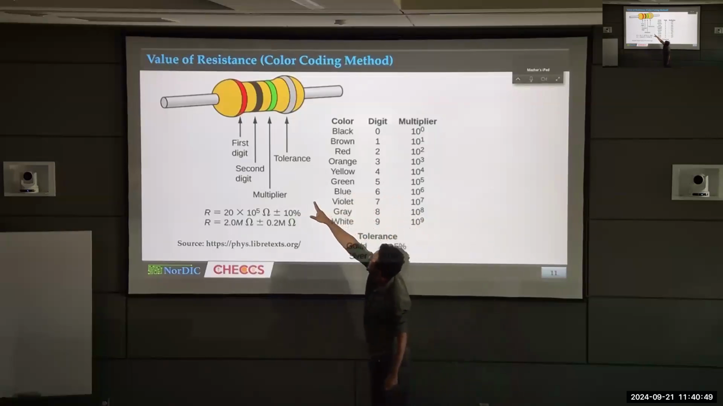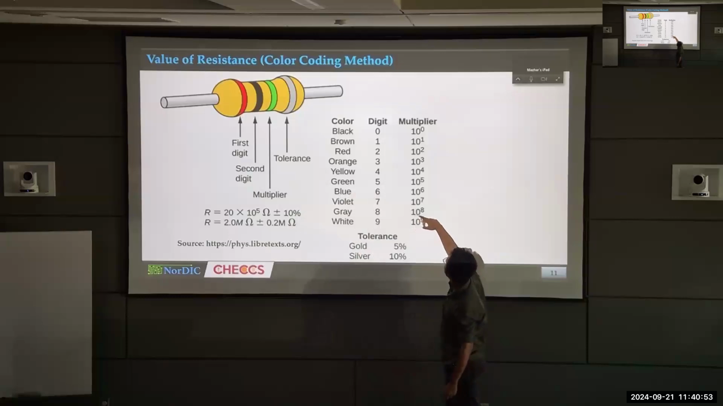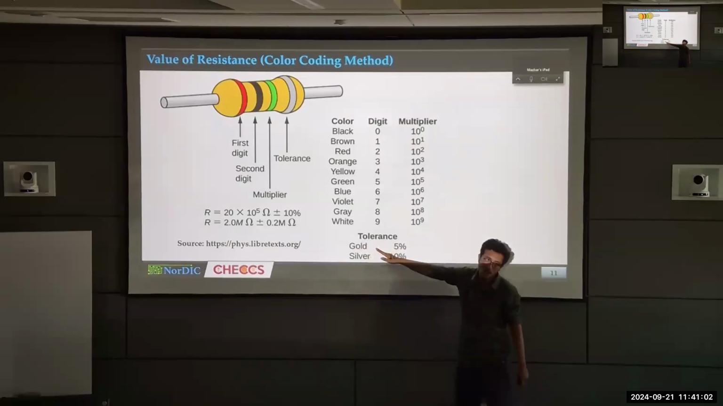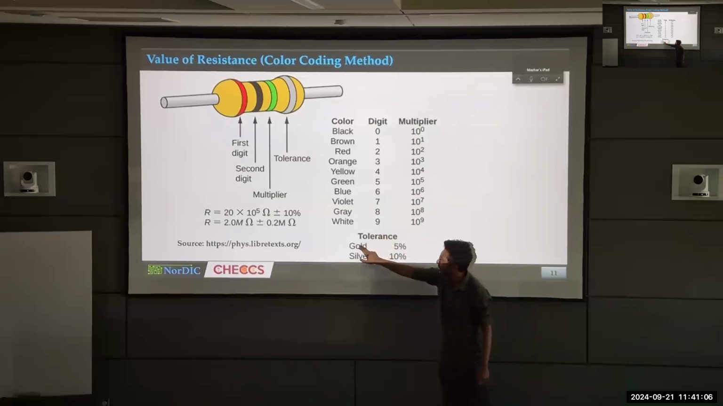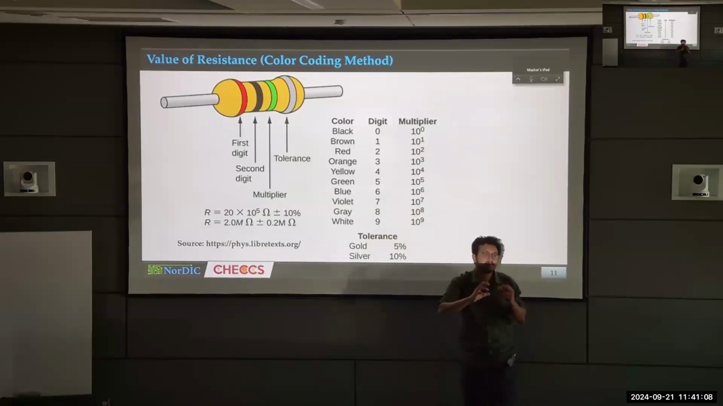So the fourth color is basically gray. If you look at gray, the tolerance is 10 to the power. Oh, I'm sorry, my bad. I actually forwarded it a long time ago. So tolerance basically has just 2 color options, gold and silver. If it is silver, it is 10%. If it is gold, it is 5% of mismatch.